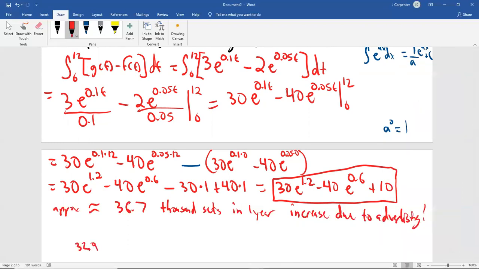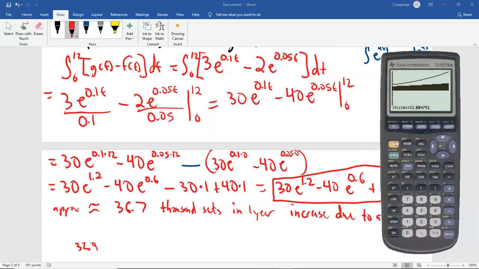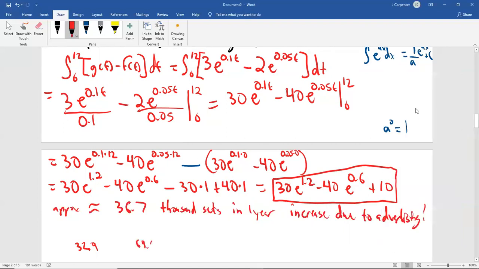Now let's do it again, but on the upper curve. So let's go second trace, option 7. Let's hit up to go to the upper one, lower limit of 0, upper limit of 12. Now remember, I didn't clear it, so it's not just doing that area, it is doing the whole area. And it's 69.6. And guess what 69.6 minus 32.9 is? You guessed it, it's 36.7.